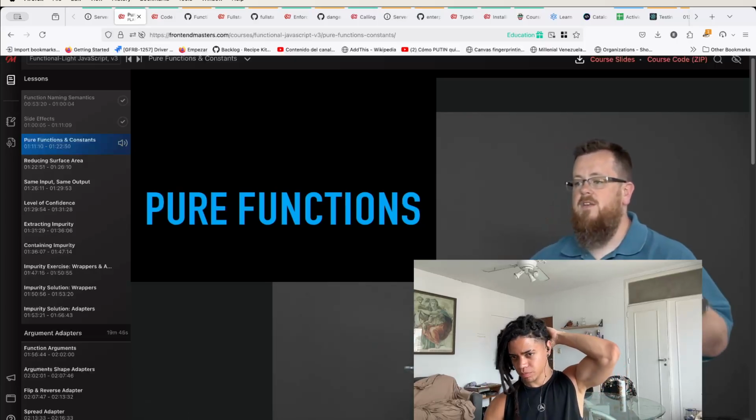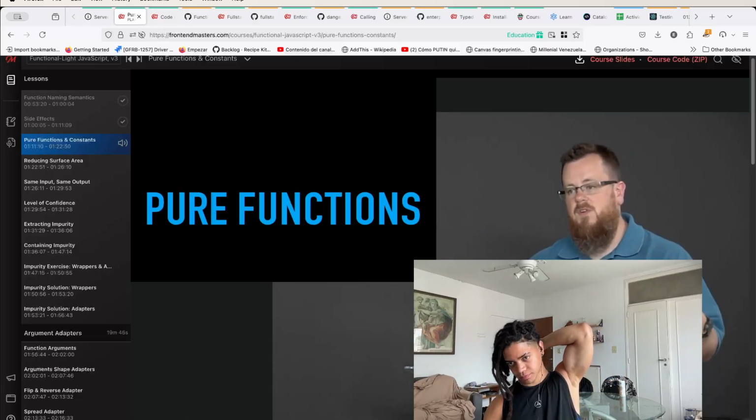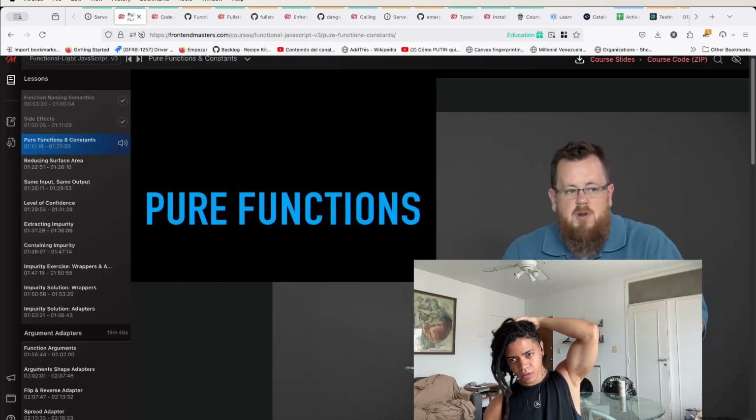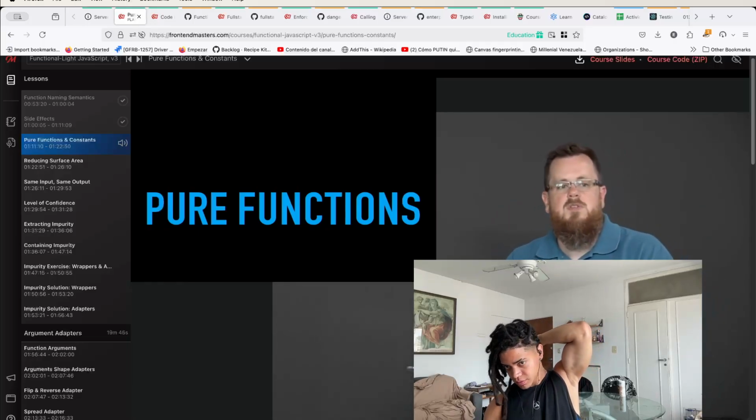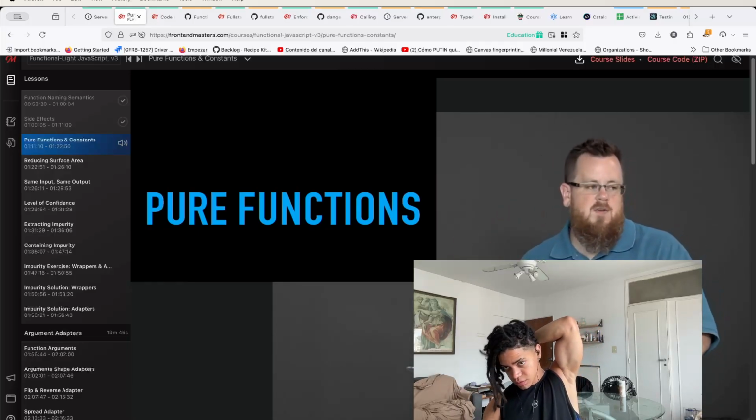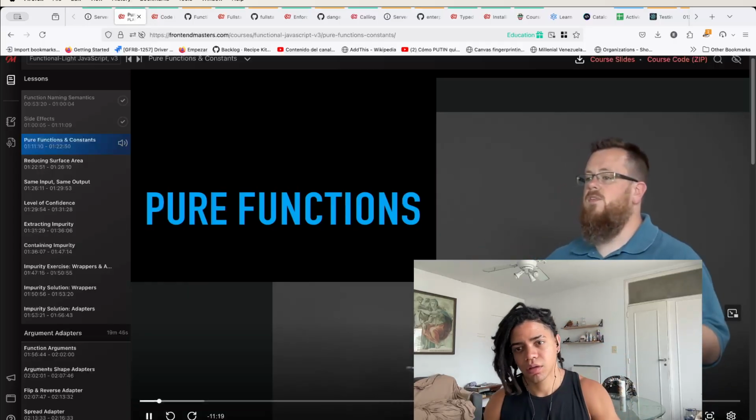Well, the first way we could define a pure function is, as we have defined so far, a function in the spirit of functional programming. It is a function that takes all of its inputs as direct, all of its outputs as direct, and it has no side effects. That's the first way of thinking about a pure function.